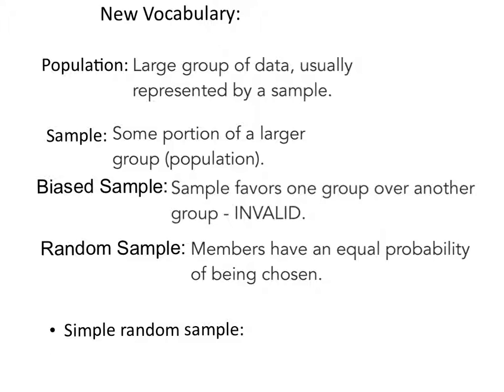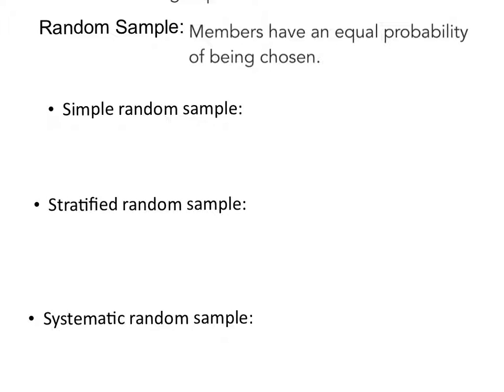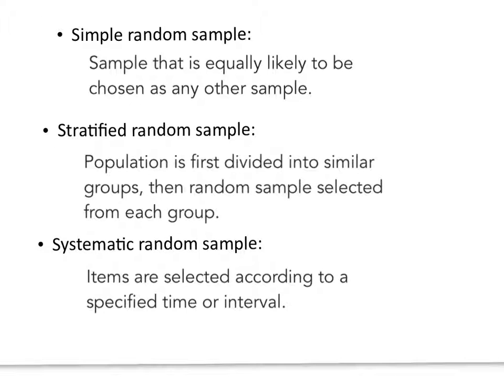Random sample. Members have an equal probability of being chosen. Under random sampling, there are three different types of random sampling: simple, stratified, and systematic. A simple random sample is a sample that is equally likely to be chosen as any other sample. So this is just a pure random sample.